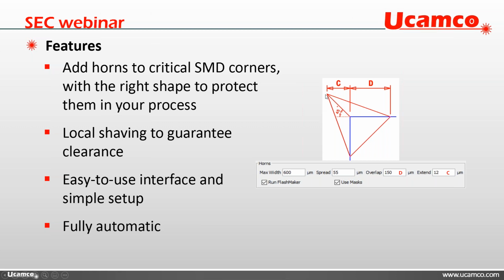Now, if this horn is created, then afterwards we still do a local shaving to guarantee clearance to any next objects that are lying next to it. Again, this is fully automatic.